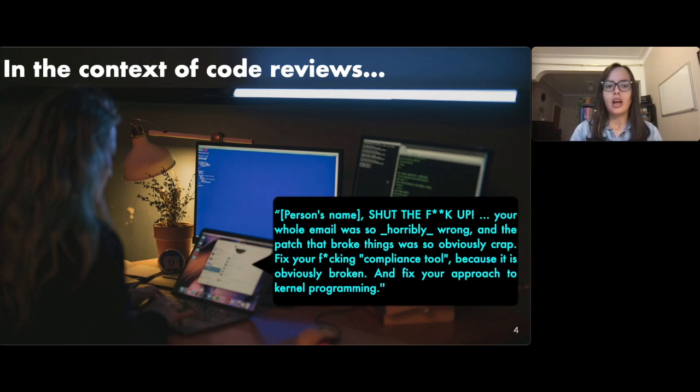Here we have an example of an uncivil email sent to the Linux kernel mailing list, where someone said, "Your whole email was horribly wrong and the patch that broke things was obviously bad. So fix your compliance tool because it's obviously broken, and also fix your approach to kernel programming." In this case, the feedback could be provided in a more civil way in order to be more constructive. Also, this person decided to use a disrespectful way to give the feedback and personally attack the author of the changes. As a consequence, that might have a severe negative impact on the target person as well as on the community as a whole.